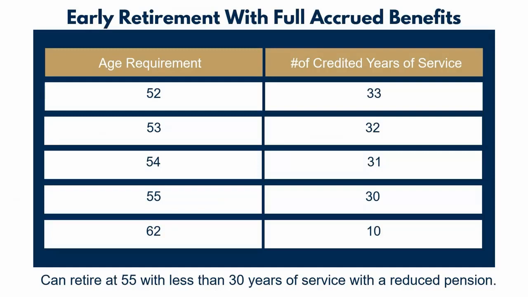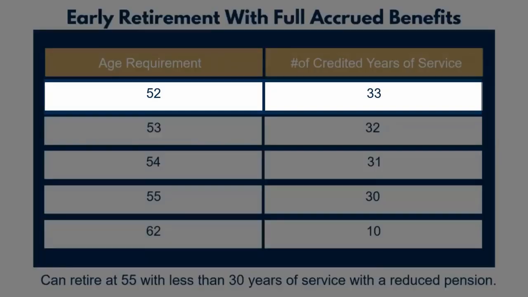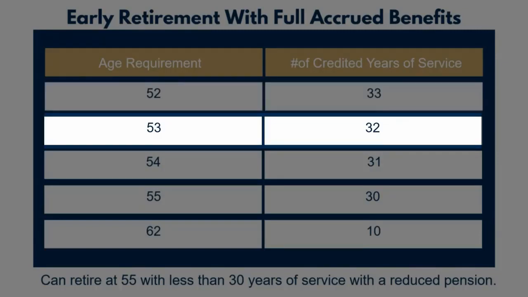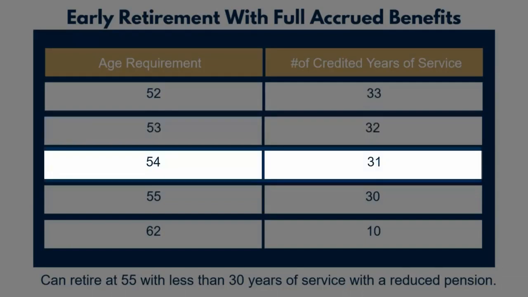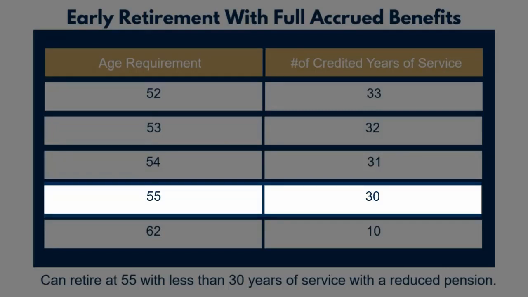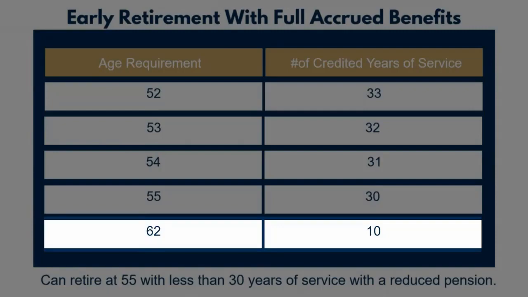Now, when can you retire? The earliest you can retire under our plan is the age of 52. In order to qualify and retire at age 52, you have to have at least 33 years of credited service. You can also retire early with full accrued benefits if you are the age of 53 with 32 years of service, the age of 54 with 31 years of service, the age of 55 with 30 years of service, or the age of 62 with at least 10 years of service.